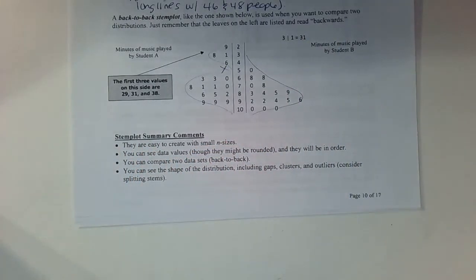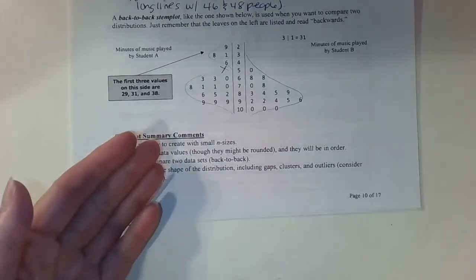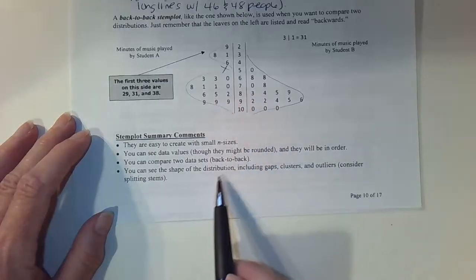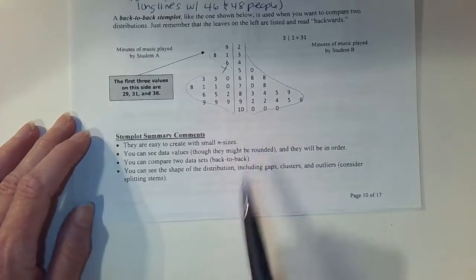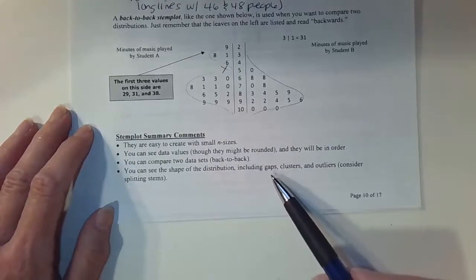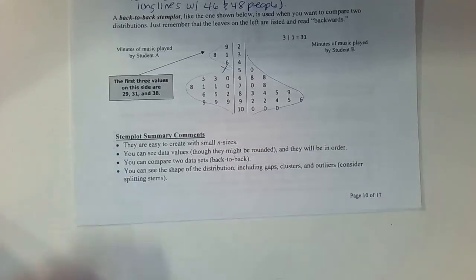Stemplot summary comments: they are easy to create with small n sizes. You can see data values, but they might be rounded, but they will be in order. You can compare two at a time back to back, and you can definitely see the shape of the distribution, including interesting things like gaps, clusters, and outliers. And I said consider splitting stems if you can't see it right away.